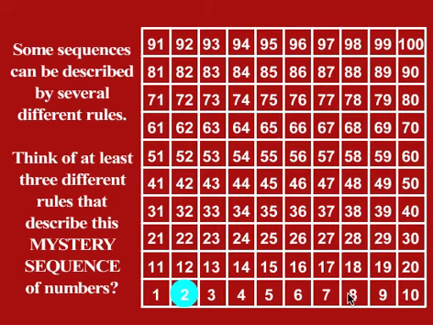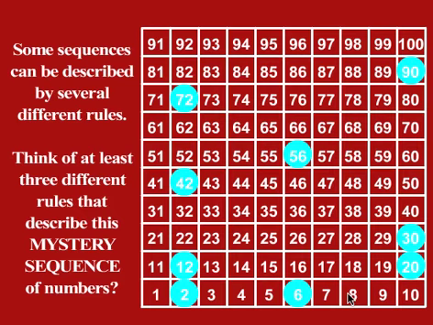Next, some examples are given in which several different rules may exist for describing a series of numbers. For this example, you might notice that the first term skips one number, the second number skips 3 numbers, the third number skips 5 numbers, and so on. Or, you might notice that the first number is 2 times 1, the second number is 3 times 2, the third number is 4 times 3, and so on.